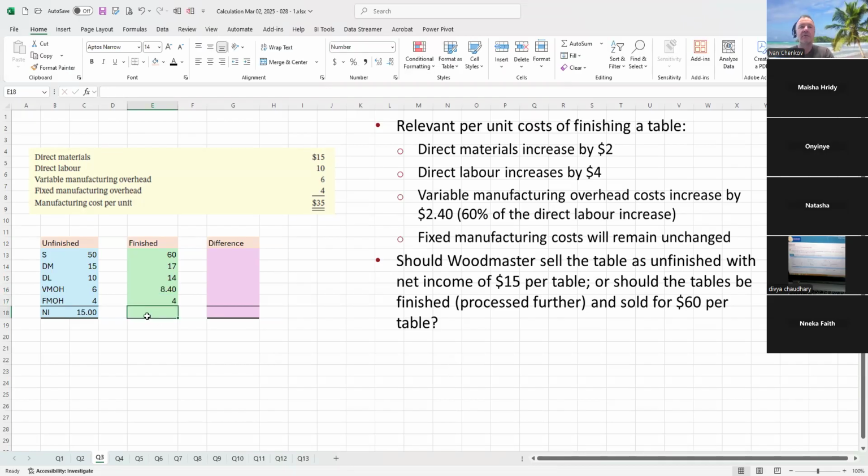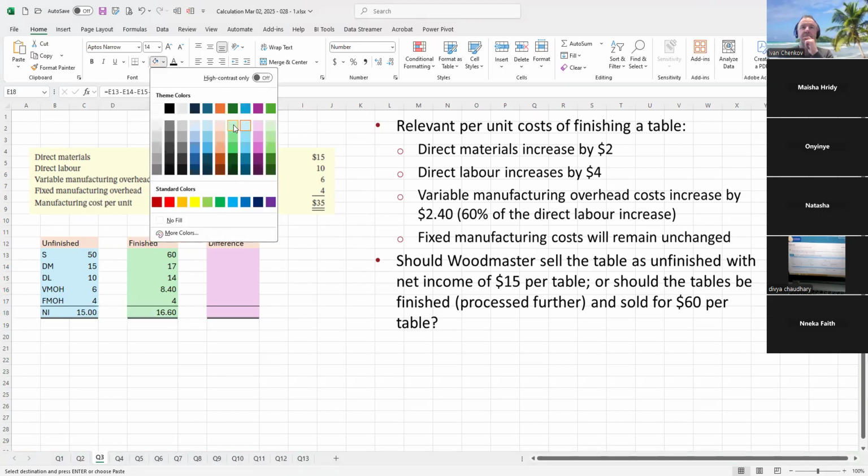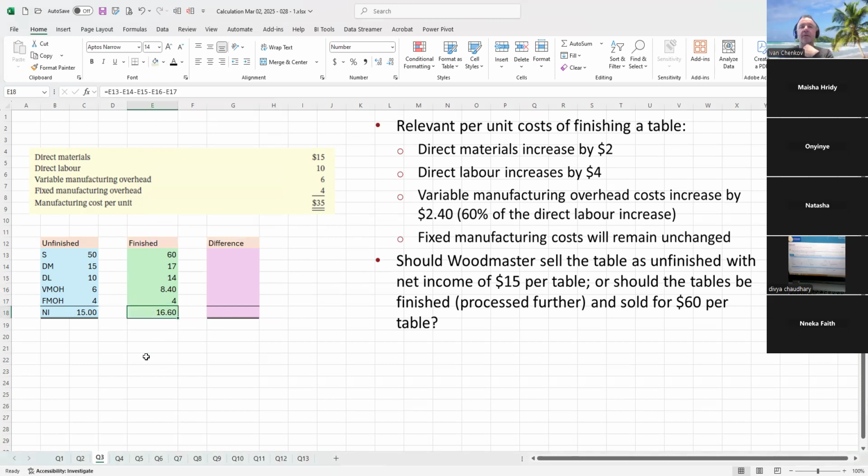$4. In total, how much are we going to generate? Can you see it? Yeah. How much are we getting? 16.6 per product. Shall we go for it? Yeah. We're going to generate $1.60 more. So let's see what's the difference. How much is the difference? Finished minus unfinished. $10 increase.